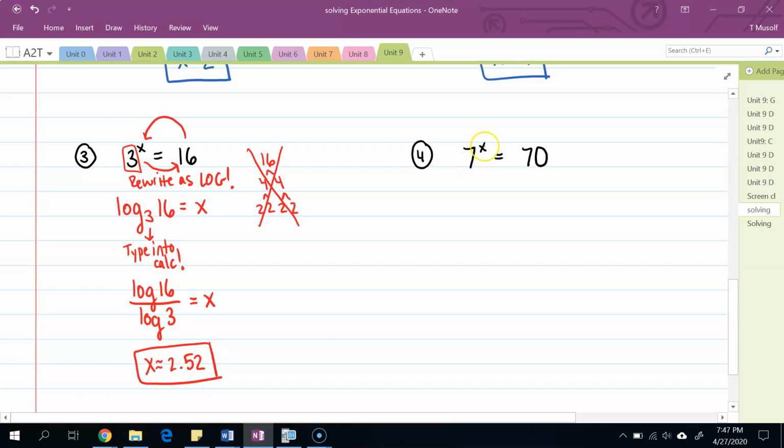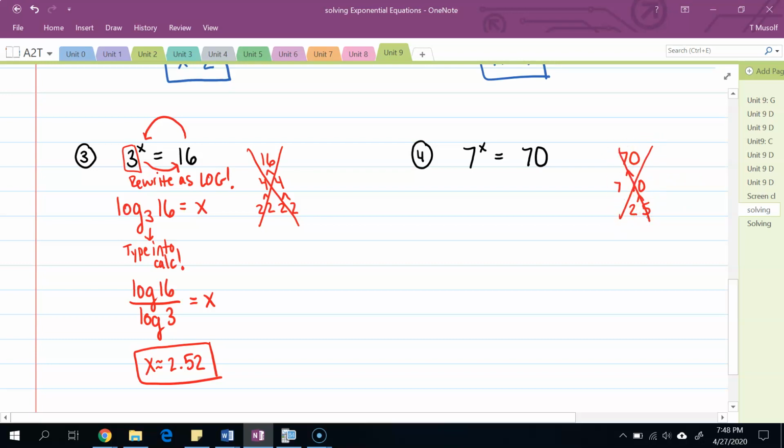All right, same kind of thing in number 4. Number 4 says 7 to the x equals 70. So I'm going to try method number 1. I usually start with the bigger number. 70 can break down into 7 and 10. But since it's not just 7s, that doesn't really help me. And if I break down the 10 even more, it still doesn't help me because those are different numbers. I can't just write this as 7 to the something. I would need a 2 and a 5 there also. So that means we can't use method 1.